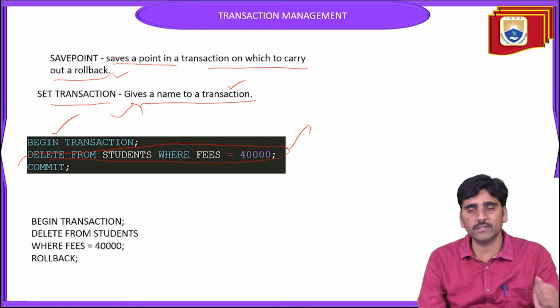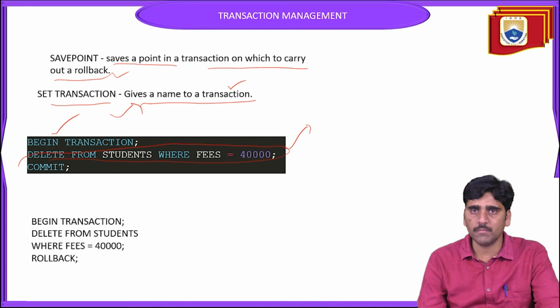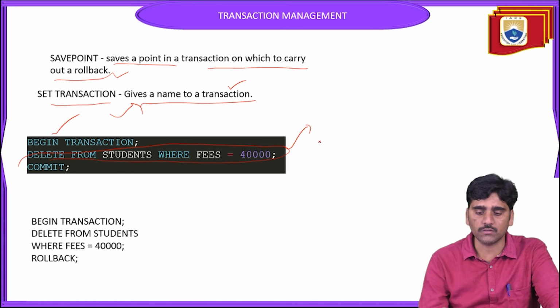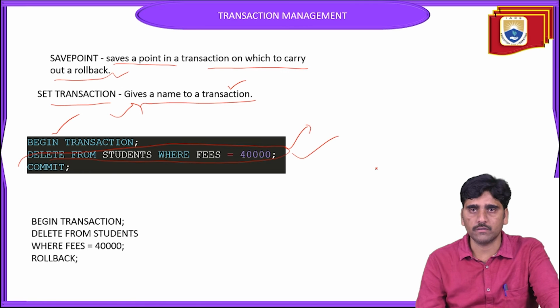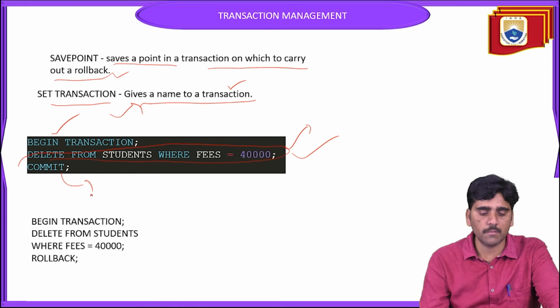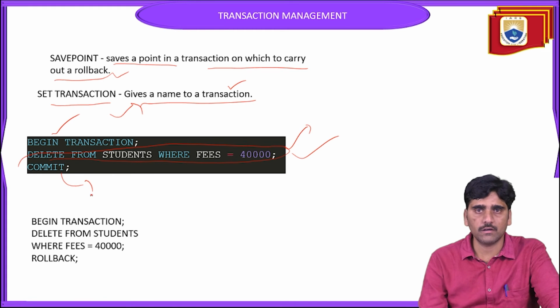So DELETE FROM students. Students is a table name, and I am going to delete the students whose fees is 40,000. After performing this operation, I am going to commit this transaction.